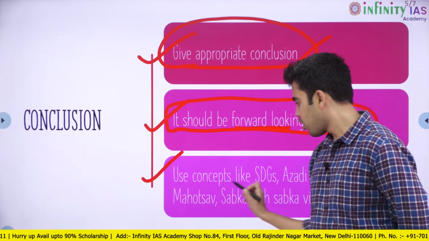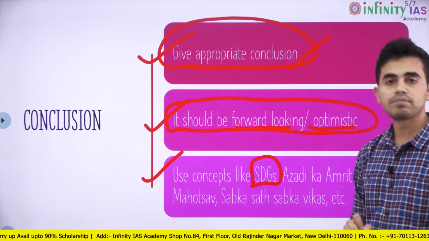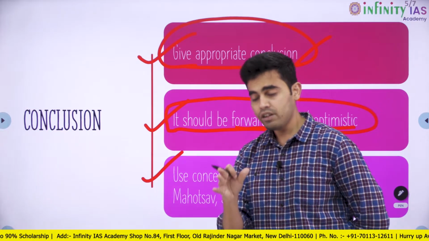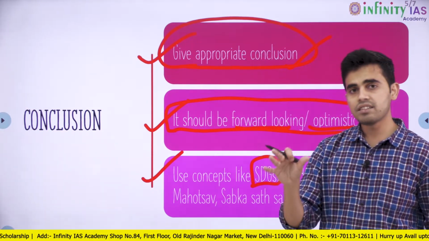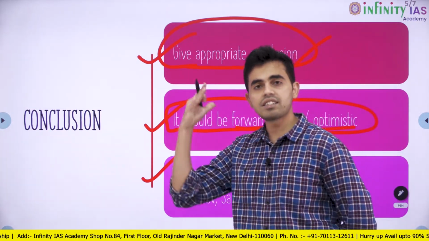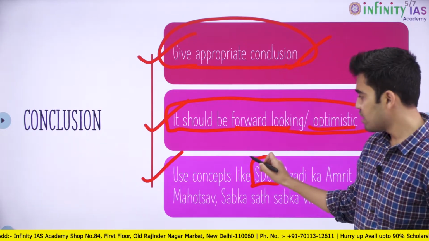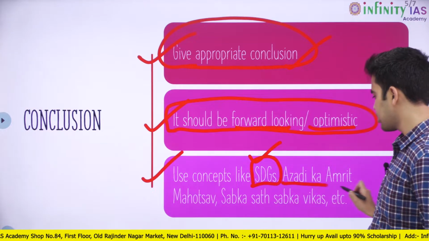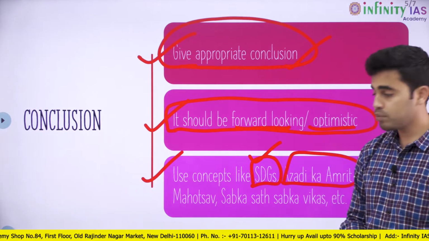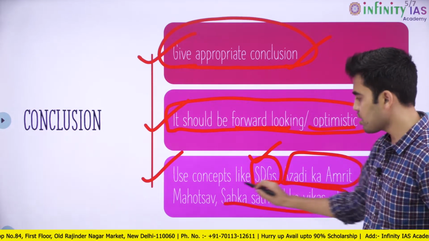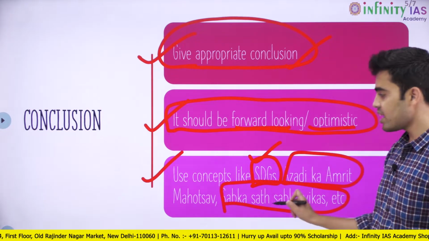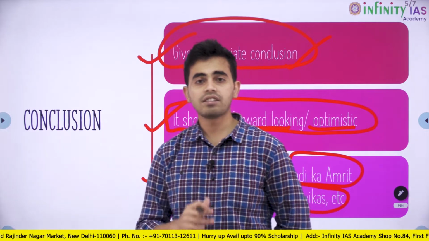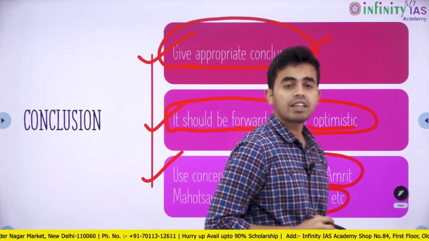We can use concepts like SDGs, Sustainable Development Goals. For this, we need to remember the important SDGs and what the SDGs are connected to. This will help us giving an appropriate conclusion. And then we can remember things like Azadi Ka Amrit Mahotsav or Sabka Saath Sabka Vikas. These slogans can be effectively used in our answers for giving an optimistic conclusion.